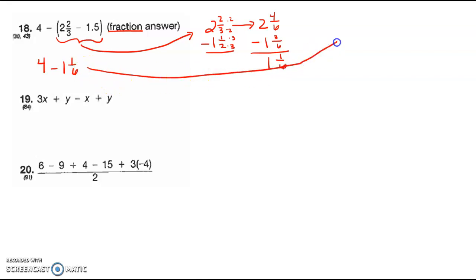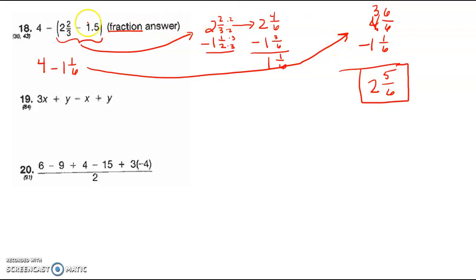So let's go over here. 4 minus 1 1/6. I'm going to have to borrow. So I have 6 minus 1 is 5. 3 minus 1 is 2, and that's my answer. So there's 2 steps to this problem. There's what we have in the parentheses, and then what we have outside of the parentheses. All right, let's get a different color here. I can't see. There it is.